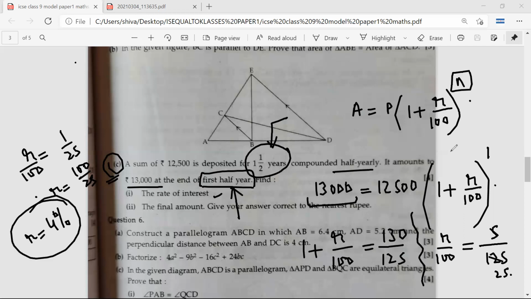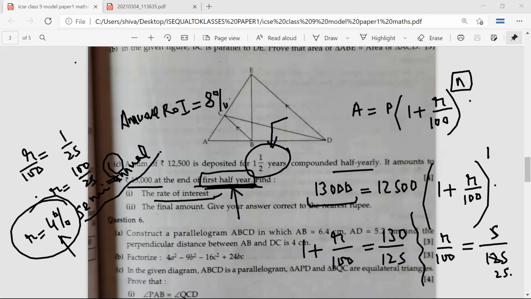Any doubt? No, sir. But this 4% is as per semi-annual. So this is the semi-annual rate of interest. Any doubt? No, sir. If we want to find the annual rate of interest, that would be... any doubt? No, sir.